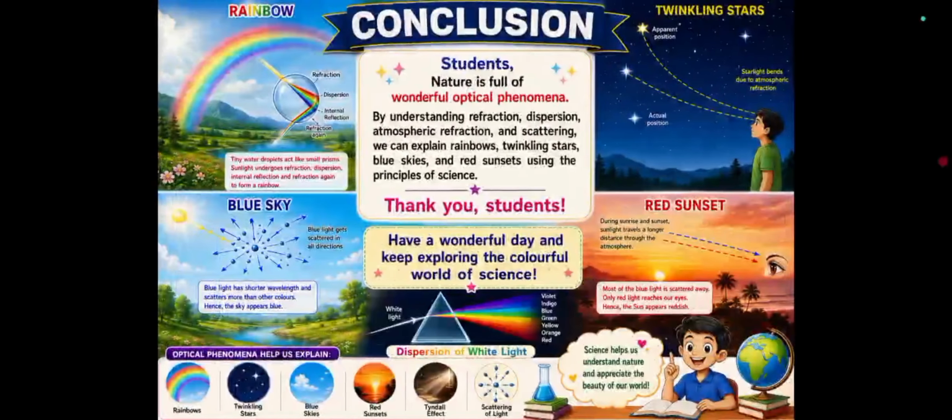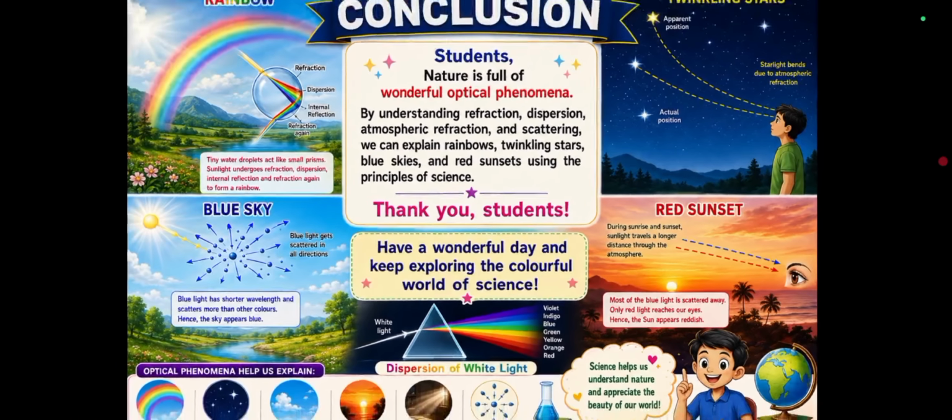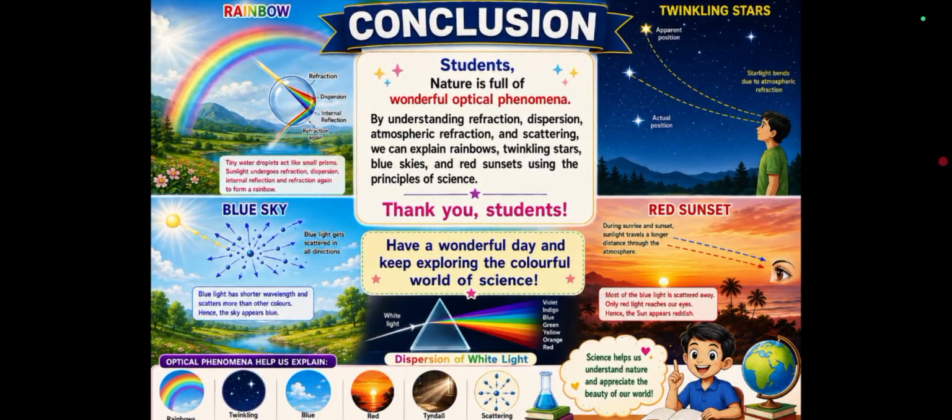Okay. Now, students, nature is full of wonderful optical phenomena. By understanding refraction, dispersion, atmospheric refraction, and scattering, we can explain rainbows, twinkling stars, blue skies, and red sunrises and sunsets using the principles of science. Okay, I hope that all of you understand this topic.